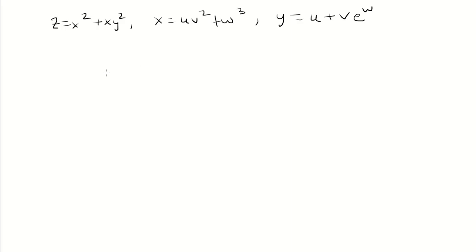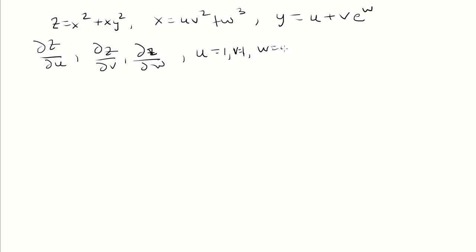Use the chain rule to find the indicated partial derivatives. Z is x squared plus xy squared. X is uv squared plus w cubed. Y is equal to u plus v times e to the w. We want to find partial z with respect to u, v, and w when u is 1, v is 1, and w is 0.